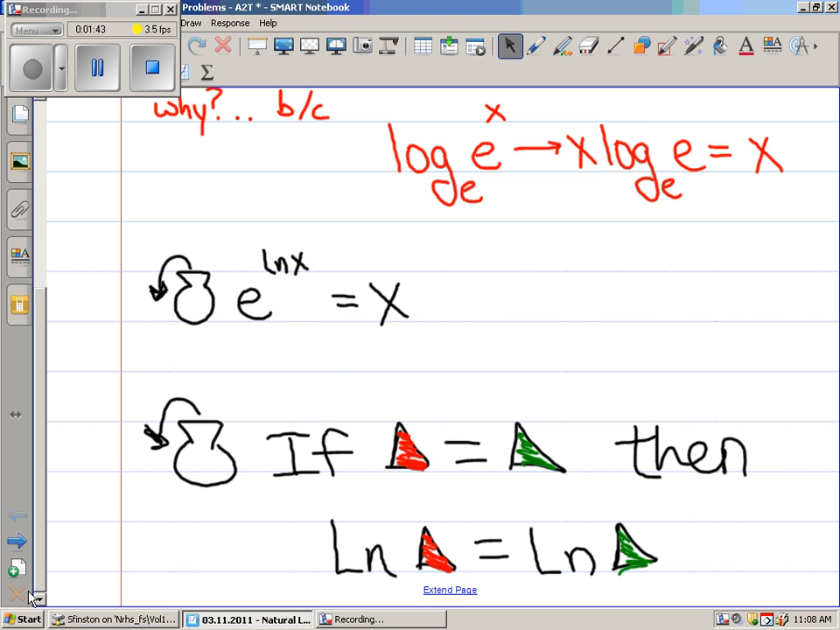Okay. And so finally then, you got to take down this one. If you see e raised to the ln x, that's the same thing as x. And then at the end, also with logs, if you have two quantities equal to each other and you ln up both sides, those two quantities are also equal to each other.